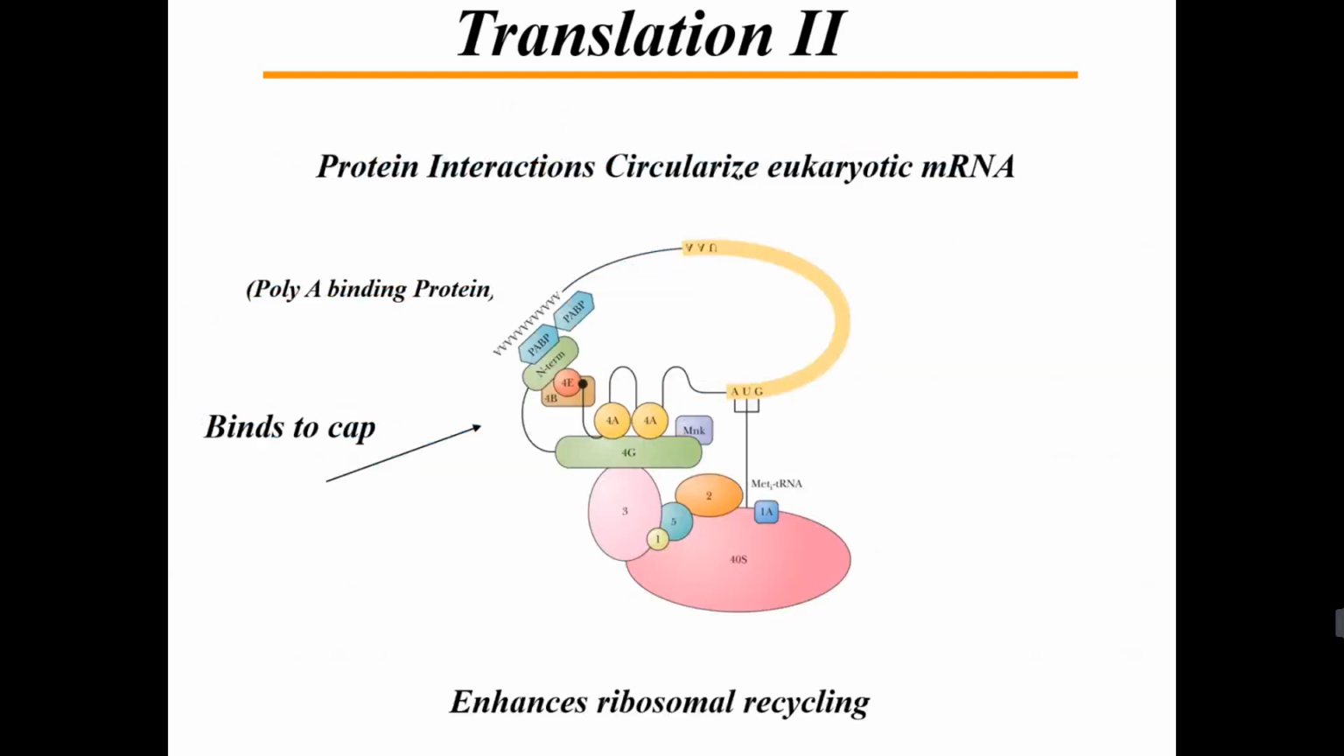Another key thing that we don't actually see in prokaryotic mRNA transcripts is the circularization of eukaryotic mRNA. So basically, eukaryotic mRNA is circular, and this occurs because when we have that eIF4E binding that 7-methyl G cap, it can actually interact with the poly A tail, which is depicted here, through two protein intermediates.